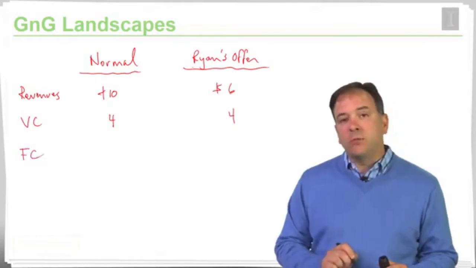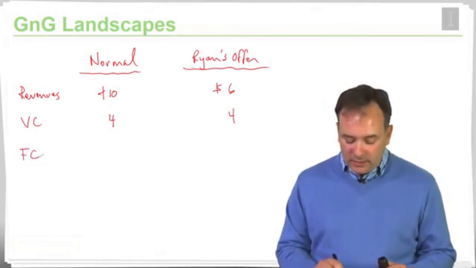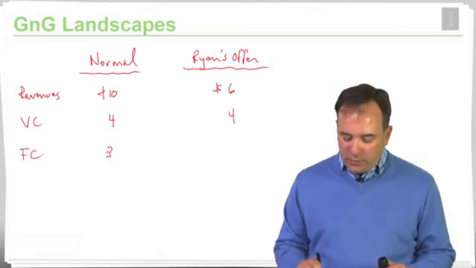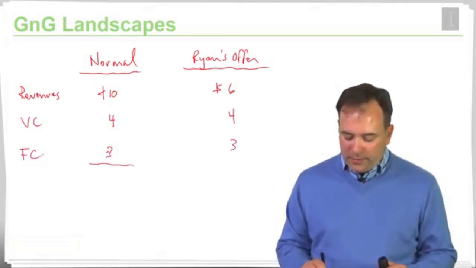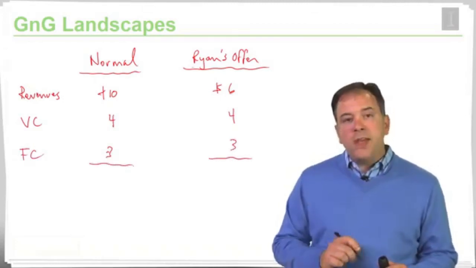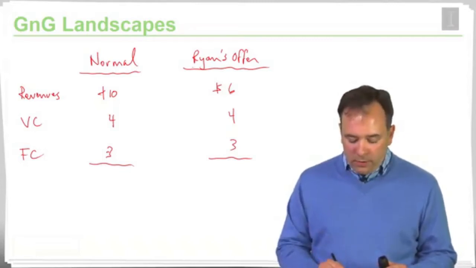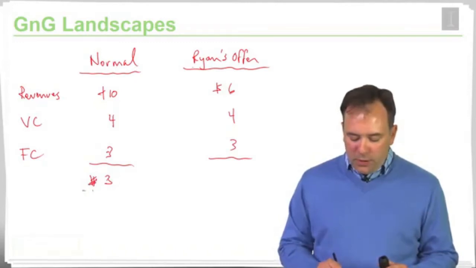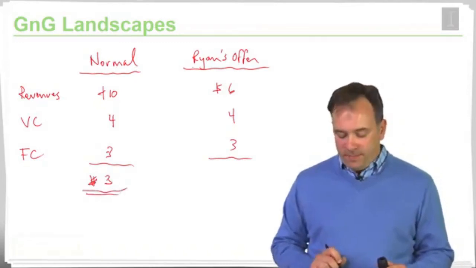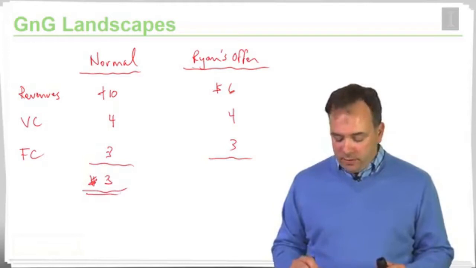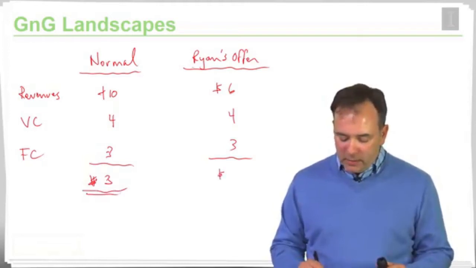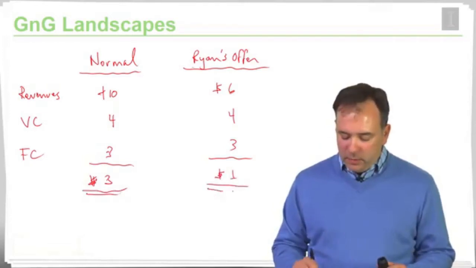And the fixed costs, when we think about those on a per unit basis, those are $3 per unit. So in thinking about our profitability perspective, we normally would earn $3 per unit via a normal sale. And Ryan's offer is actually losing us $1 per unit.